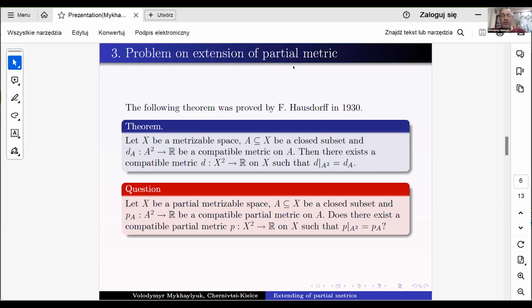Since partial metric is closely connected with metric space and with quasi-metric space, the following question naturally arises: which theorems from the theory of metric spaces can be generalized to the case of partial metric? In particular, we now consider a problem on extension.